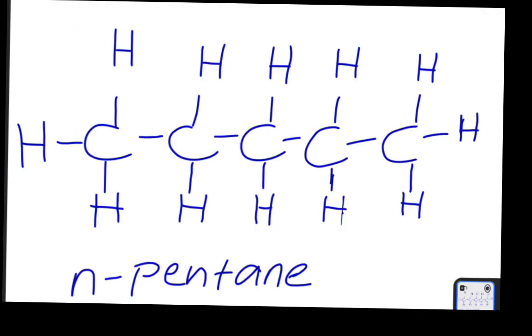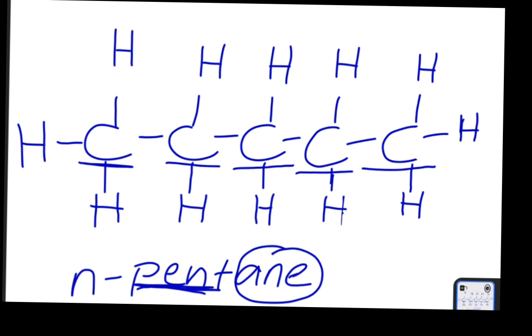First, we have the n-pentane. The prefix pent means there's a presence of 5 carbons. Let's count. 1, 2, 3, 4, and 5. And the suffix -ane from the alkane group indicates the presence of single bonds. As you can see, class, they are all single bonds.